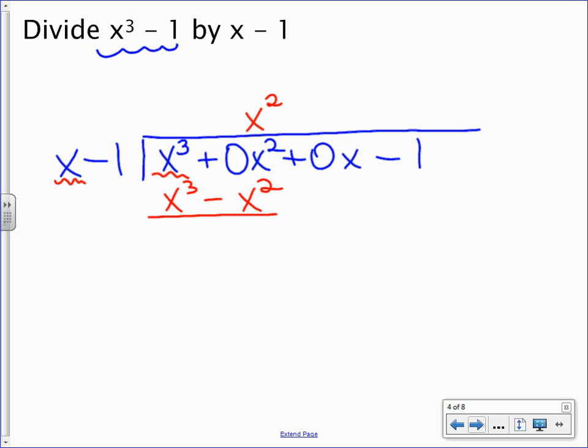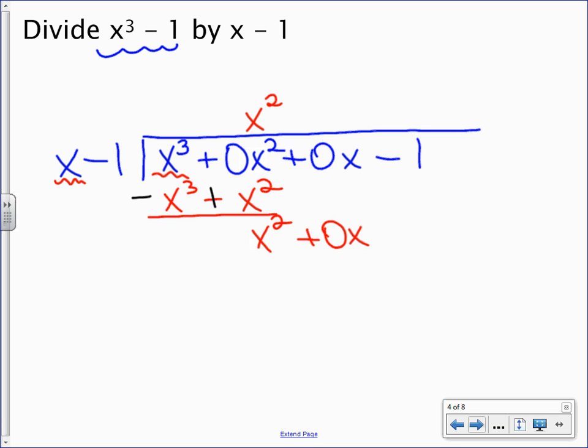And what are we doing here? Subtraction. So carry the subtraction through your entire line there. So what are we left with? X squared. And then we need to bring down a 0x. My divisor has 2 terms, so I need to have 2 terms.